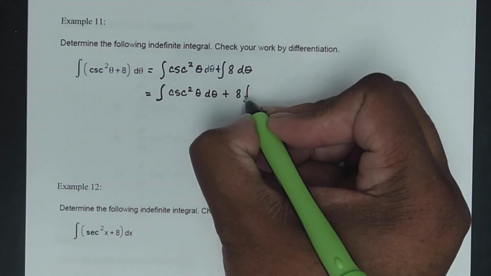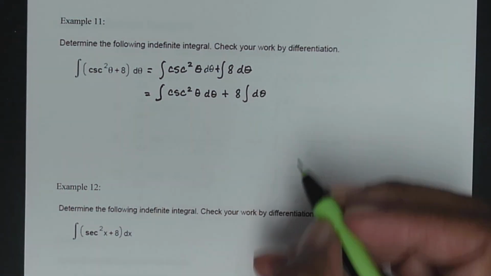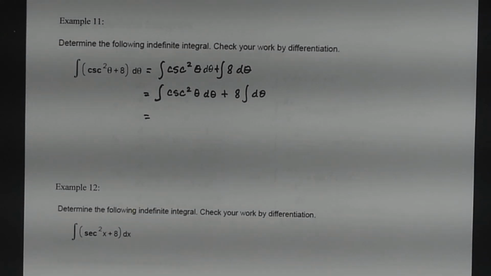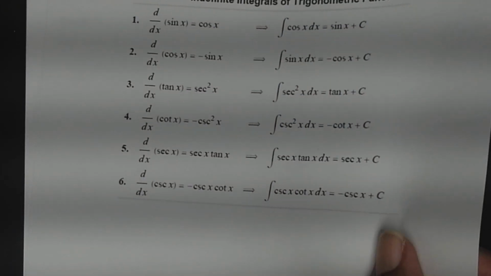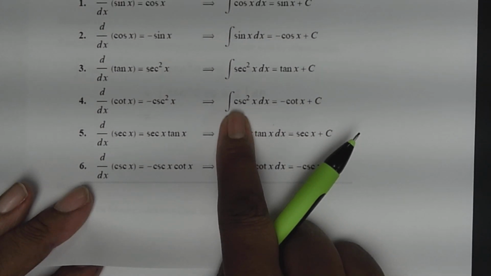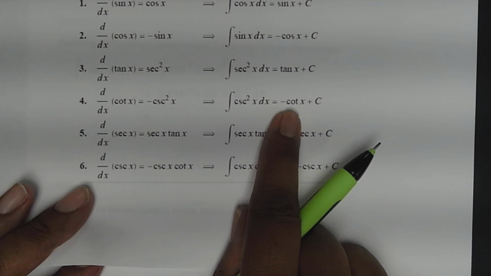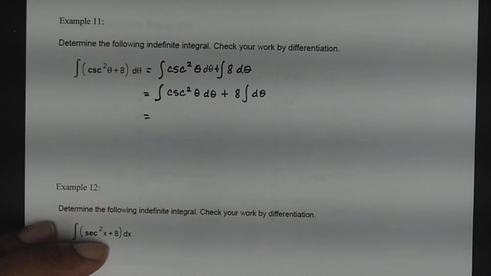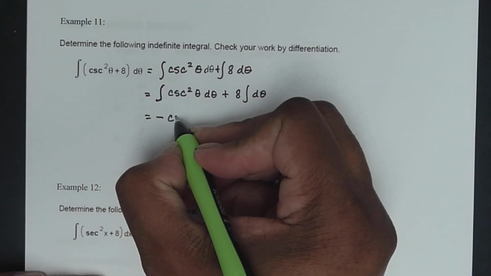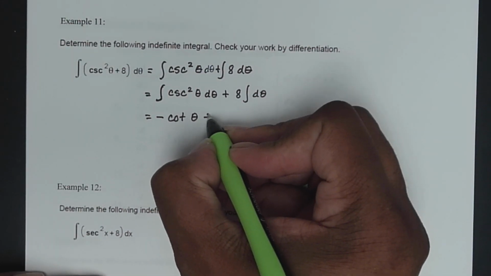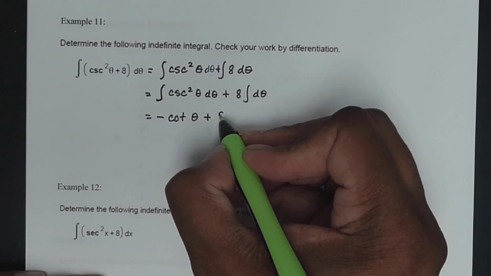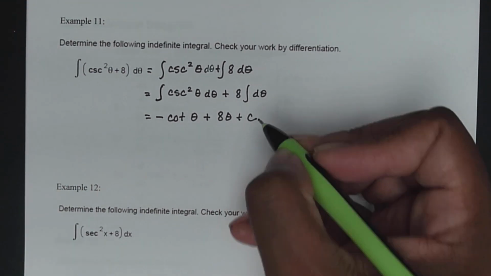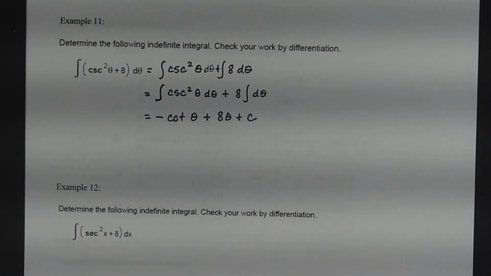Plus, pull the 8 out in front of the integral sign, so I have 8 times the integral of d theta. Now the integral of the cosecant squared of theta, d theta, going back to this right here, integral of cosecant squared x dx, that's negative cotangent of x. So this will be negative cotangent of theta, plus 8 times the integral of d theta would just be theta, and then plus c. Okay, that's the integral.